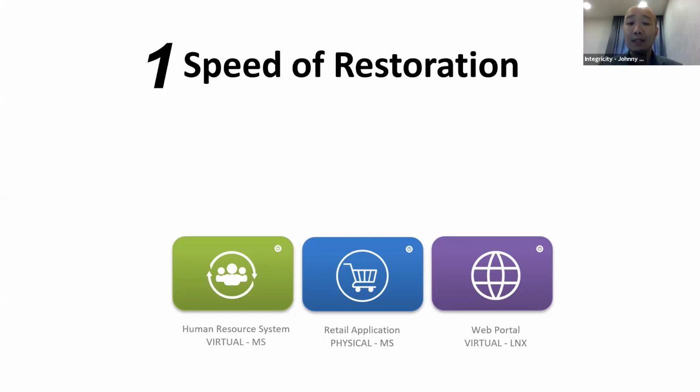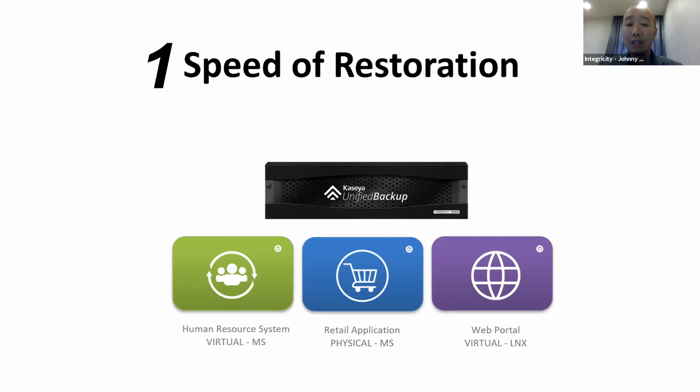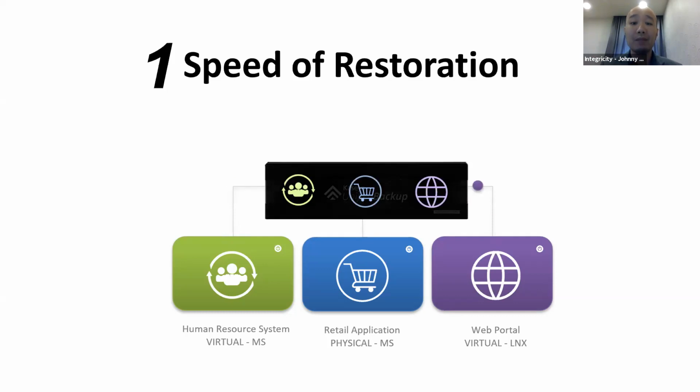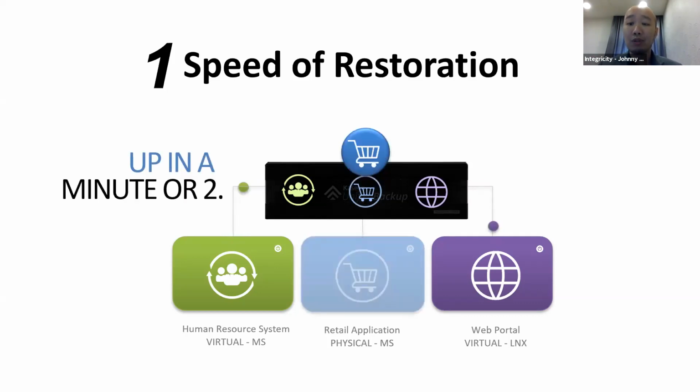So what happens here is that once KUB is configured, you start creating backup images of the applications, right? And then, to give you an example, if, touch wood, something happens and your server goes down, you simply boot the backup up in the KUB appliance itself, all right? Then you'll be up and running within minutes or two, right? This is for Windows-based or Microsoft-based servers, right?